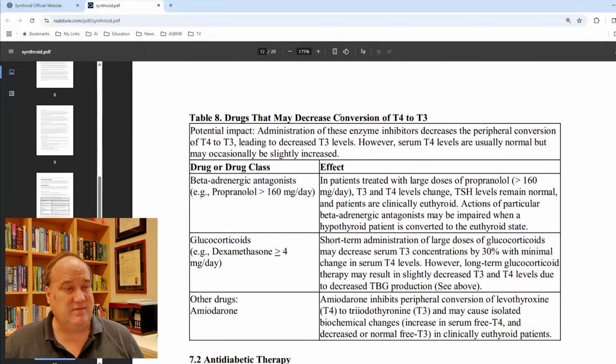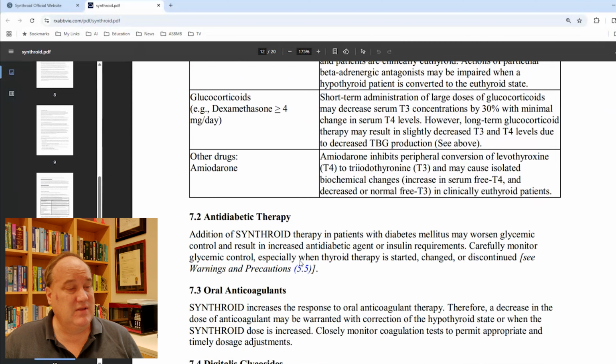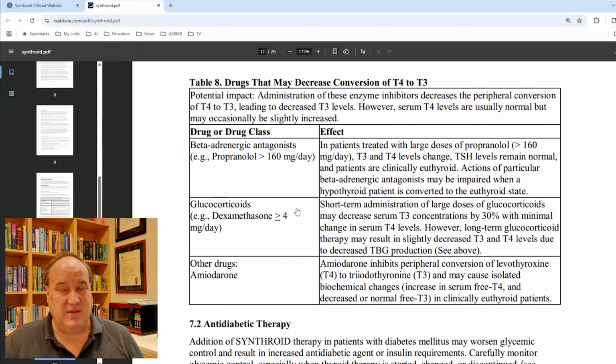And we have drugs that may decrease conversion of T4 to T3. And so beta-adrenergic agonists, glucocorticoids, and other drugs such as amiodarone. And so these are all things you're going to watch, because if you're a medical professional, you need to know all of the drugs that your patient is taking, so that if they're taking one of these drugs that's on this list, you probably don't want to prescribe Synthroid for that patient. May look for an alternative in that case.